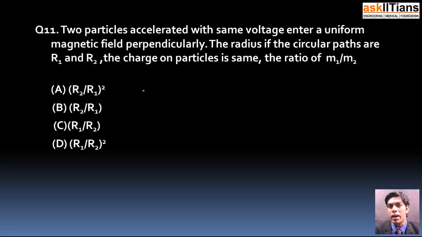It states, two particles accelerated with same voltage enter a uniform magnetic field perpendicularly.